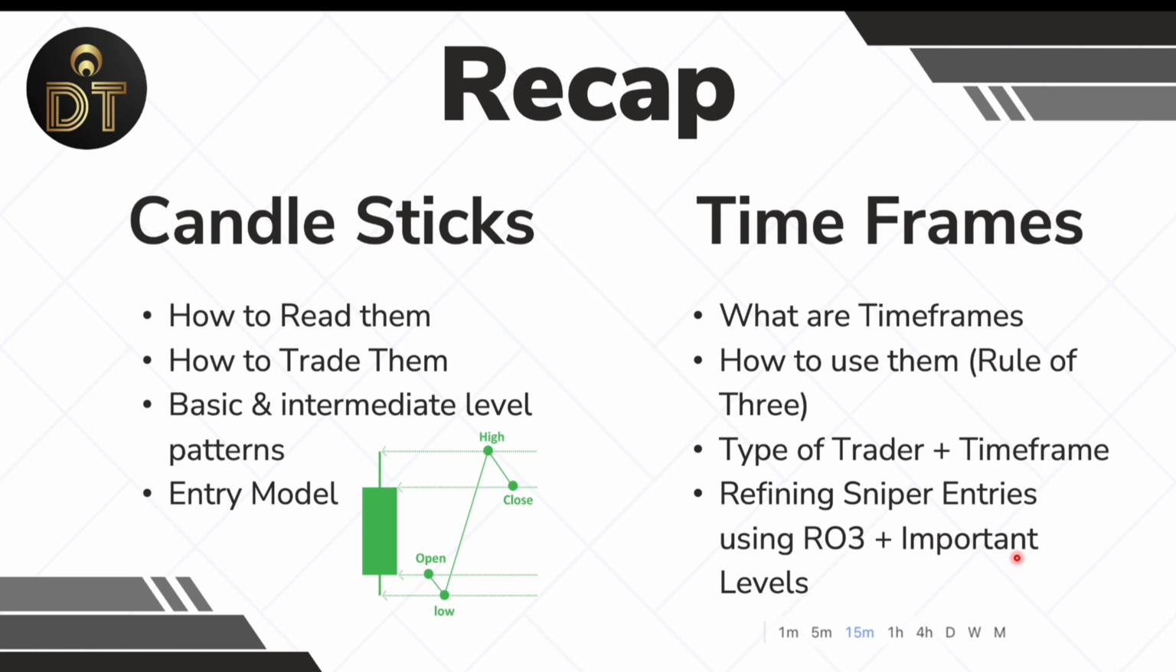By now, you should be able to understand and explain what candlesticks are and what time frames are and how to use them. For candlesticks, you need to know how to read them, how to trade them. You need to know how to apply the basic and intermediate level patterns. And you need to be able to apply the entry model given in the first episode of this beginner bootcamp. For time frames, you need to know what time frames are, how you can use them with the framework of the rule of 3. You need to know what type of trader you want to be and how that aligns with the time frames you need to use. And you need to know how to refine sniper entries using the rule of 3 in combination with those important levels.